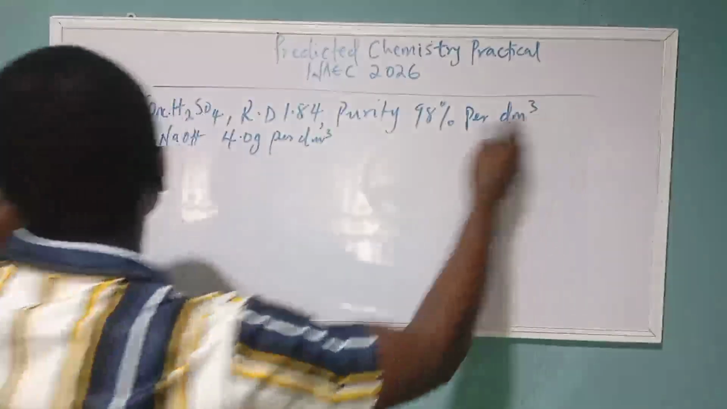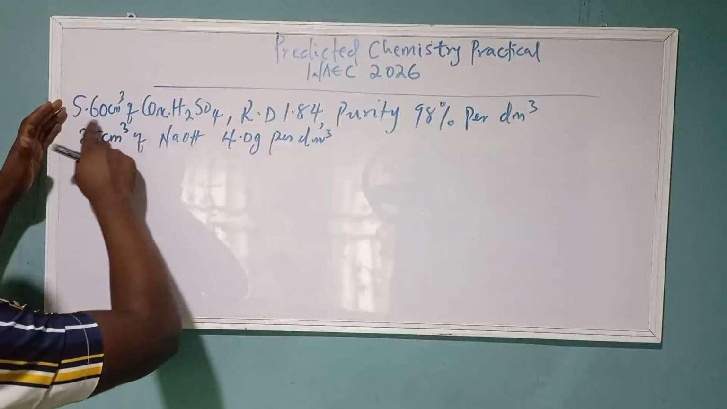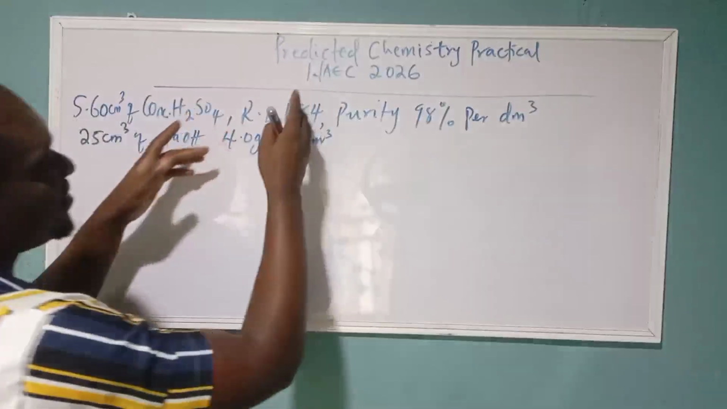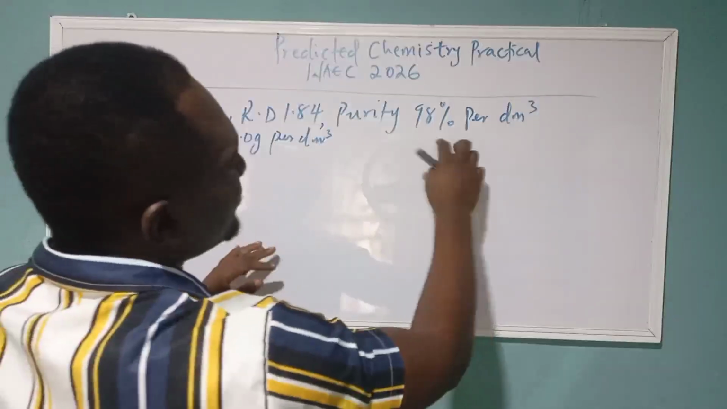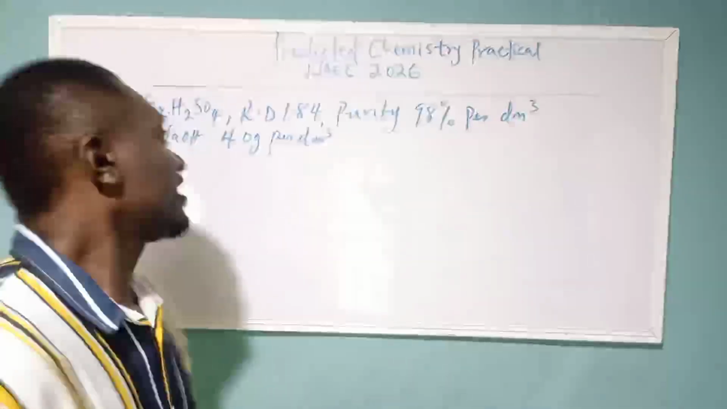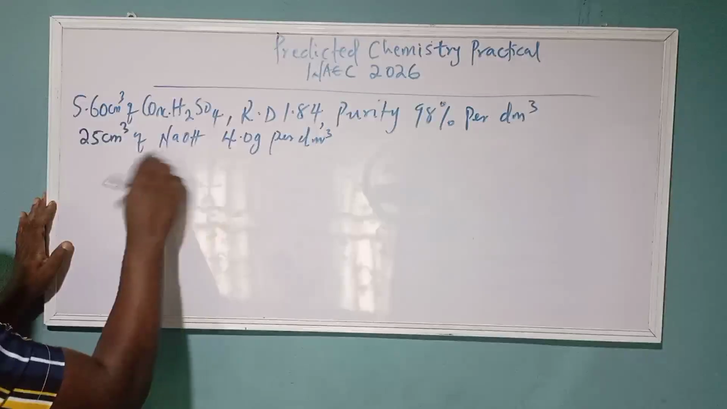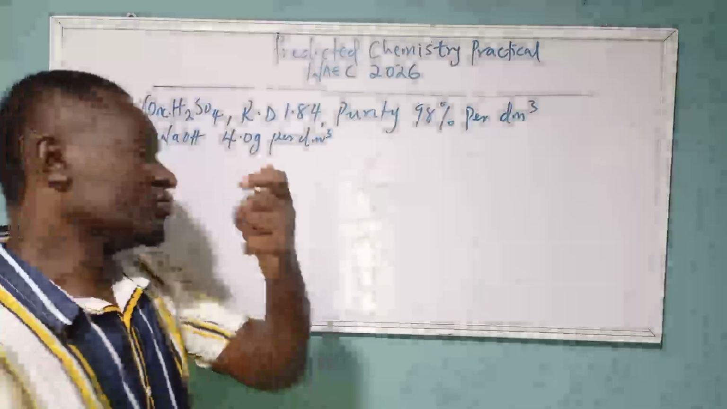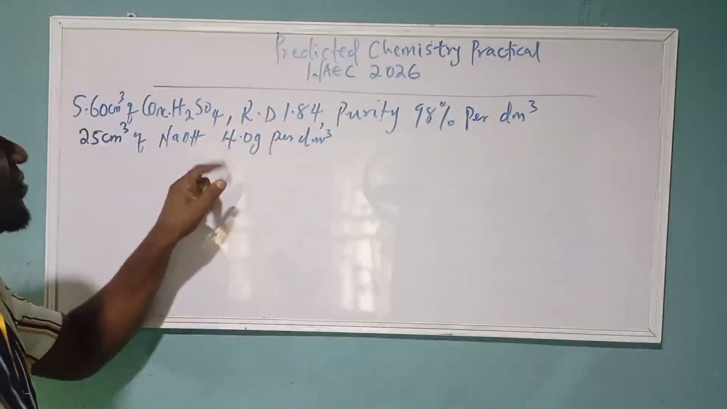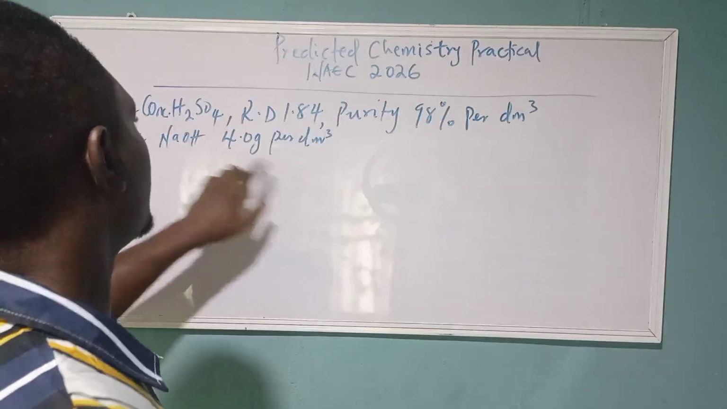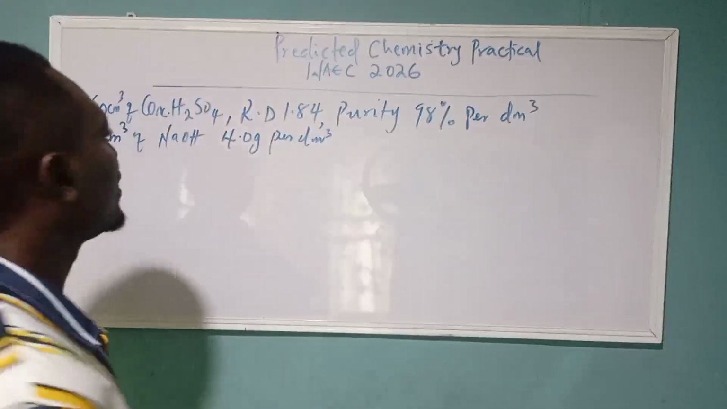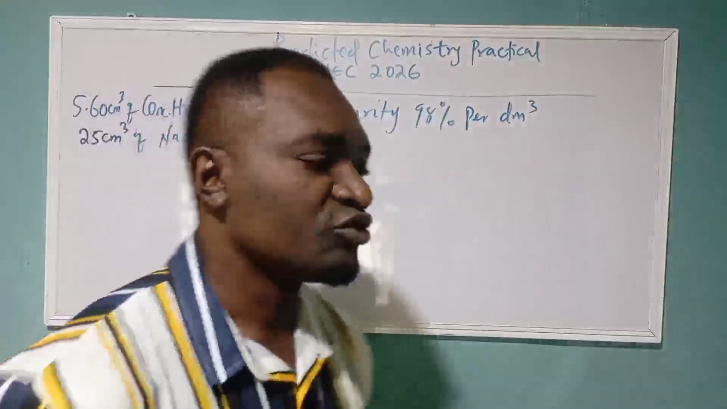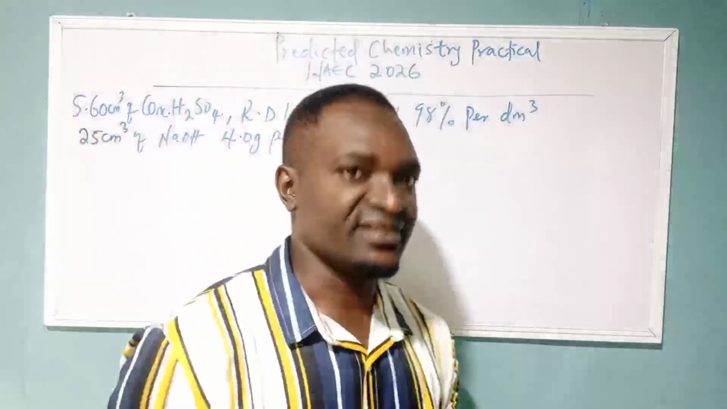Have these values, right? The acid has 5.60 cm³, the relative density is 1.84, while the purity is 98% per dm³. Then the base, which is sodium hydroxide, is 25 cm³ that you measure with your pipette, and the mass per dm³ is 4, right?